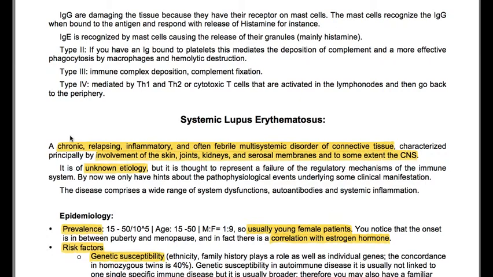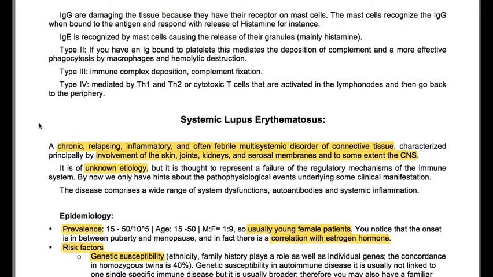In type 2, if you have an immunoglobulin bound to platelets, this mediates the deposition of complement and a more effective phagocytosis by macrophages and hemolytic destruction. In type 3, we have an immune complex deposition and a complement fixation. Type 4 is mediated by Th1 and Th2 and cytotoxic T cells that are activated in the lymph nodes and then go back to the periphery.